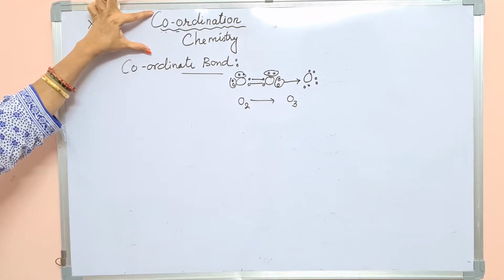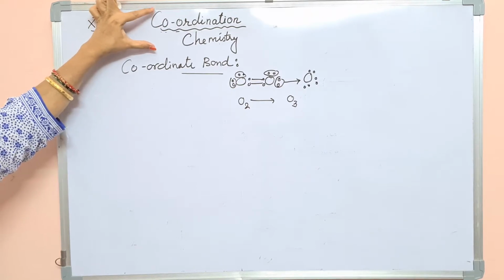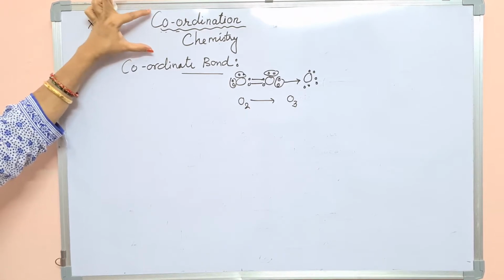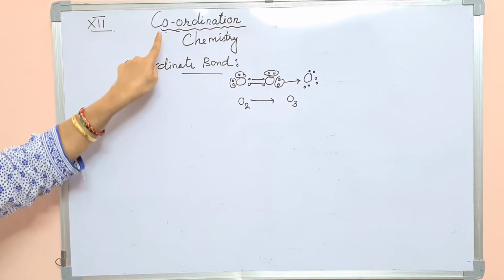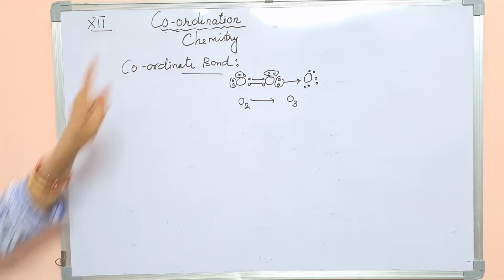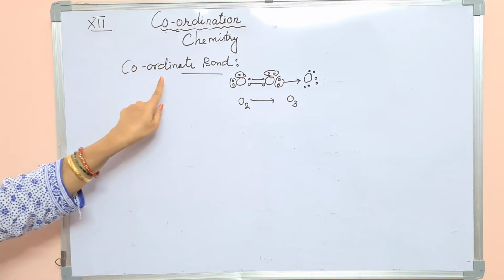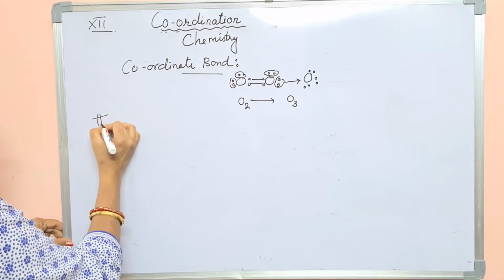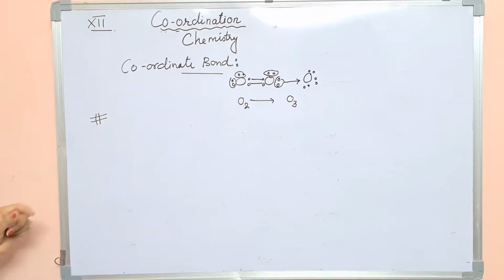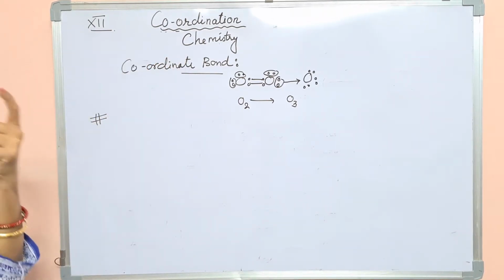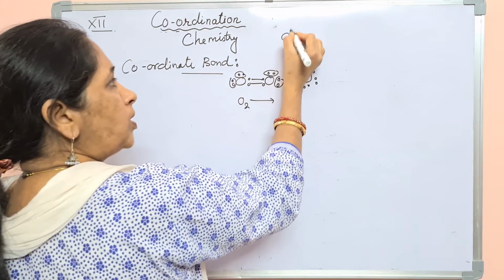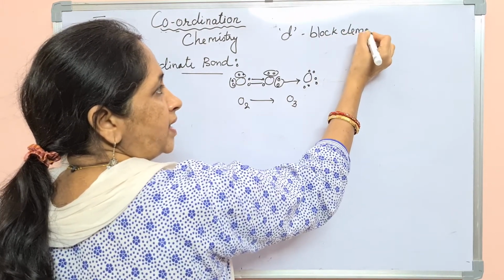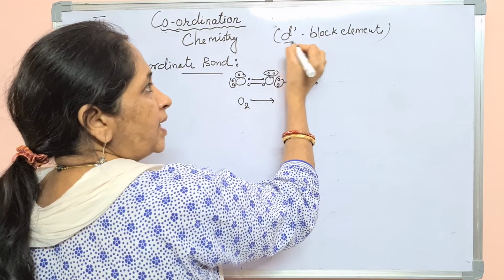So coordination chemistry is the study of the compounds in which a coordinate bond is present. ठीक है? We are going to study the compounds in which a coordinate bond is formed. Before starting, let me tell you what these coordinate compounds are. These coordinate compounds are formed by D block elements.